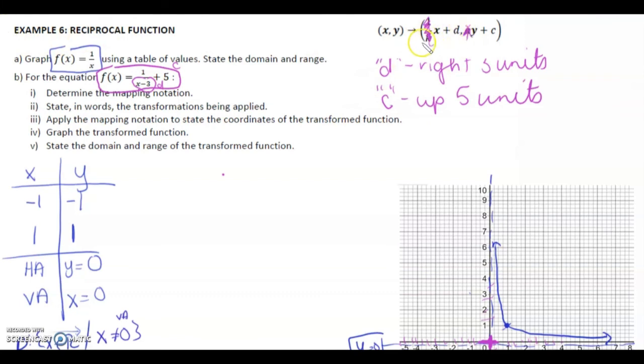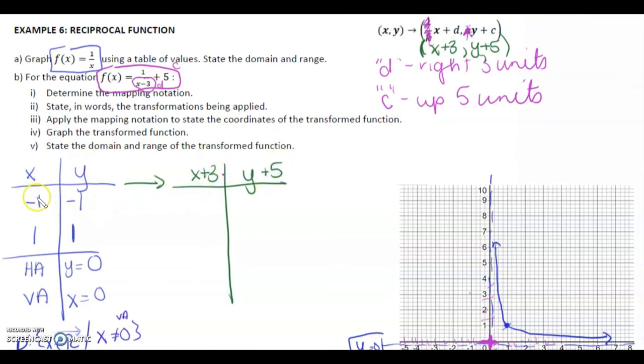Now, for the d value, we're going right 3 units, so we're going to go x plus 3. And for the y value, we're going up 5, so y plus 5. So let's take all of those values for x and y, and we're going to go x plus 3, y plus 5. So negative 1 plus 3 is 2, 1 plus 3 is 4. Negative 1 plus 5 is 4. 1 plus 5 is 6.